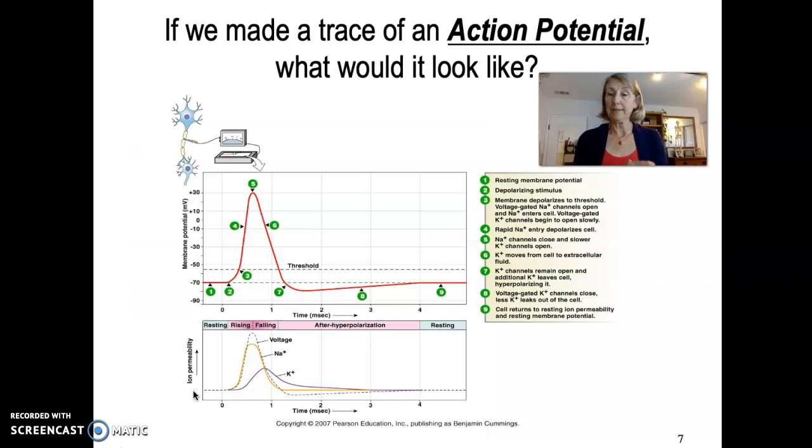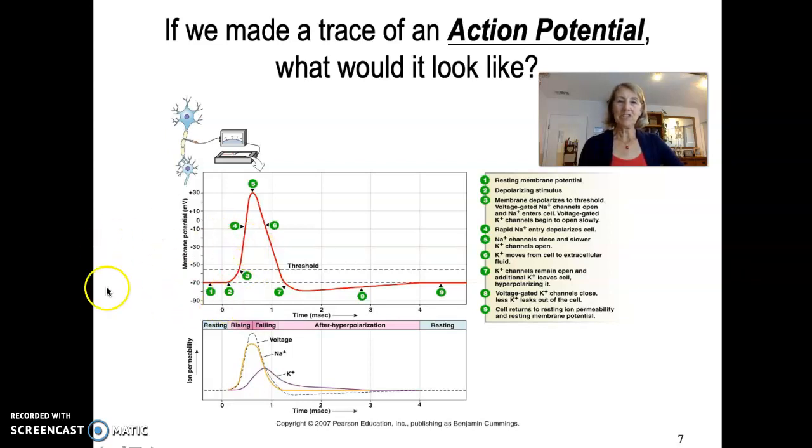So if we made a trace of that action potential, the question is, what would it look like? And this is what it looks like, if you remember from before. So it goes flat a little bit, and up and down and around. But first, let's look at what the axes are here. This is the membrane potential, and this is over time. The membrane potential, I said to you, is negative in the beginning. It's negative because there are so many negative proteins inside that cell. So it stays negative until something happens.